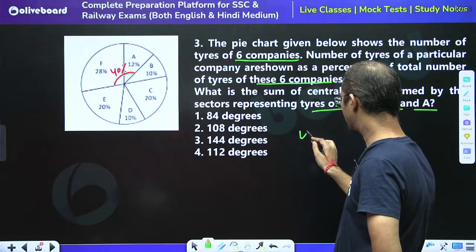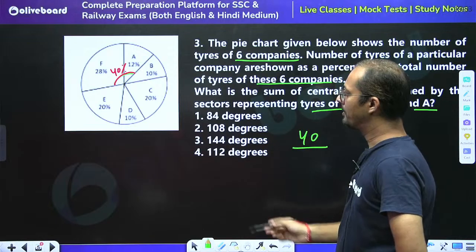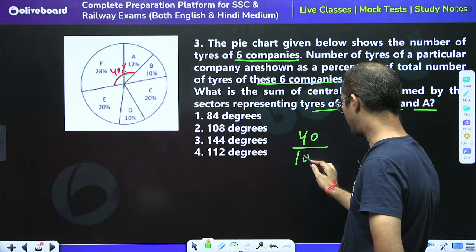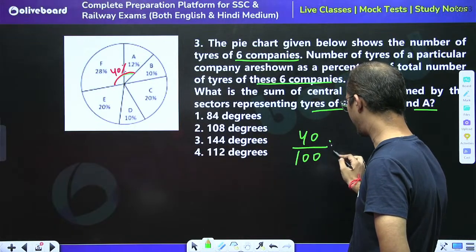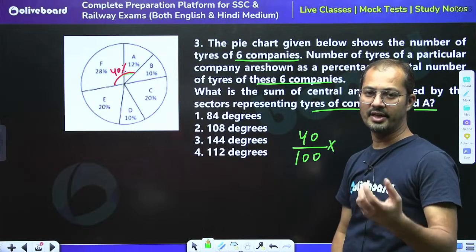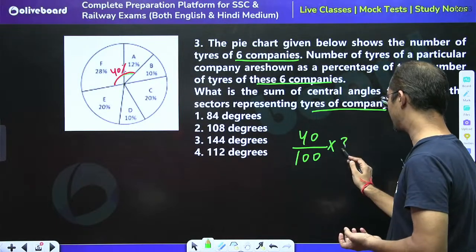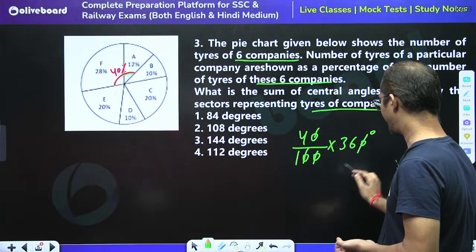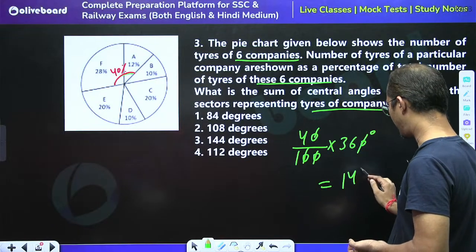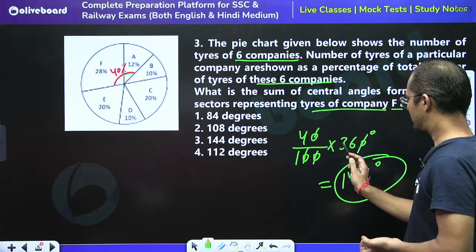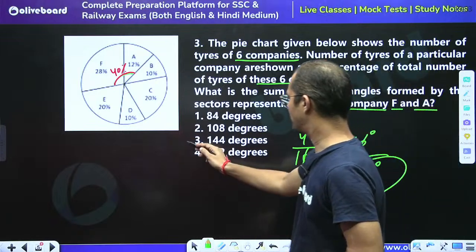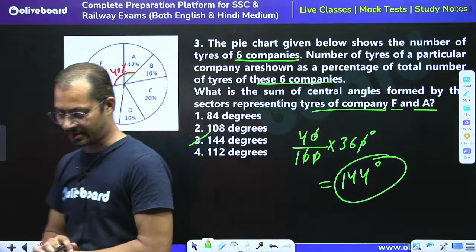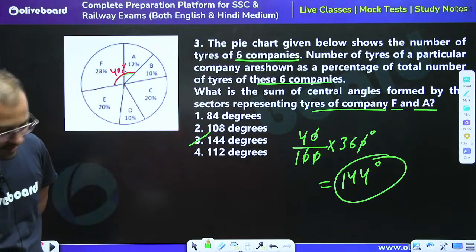So what do we have to do? We first convert the percentage into a fraction, so it will be 40 by 100, and to convert it into degrees we multiply it by 360 degrees. The 0 gets cancelled by 0. The answer would be 144 degrees, right? So the third option is the right answer.